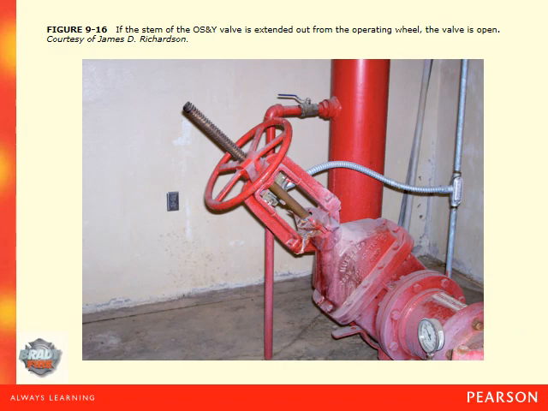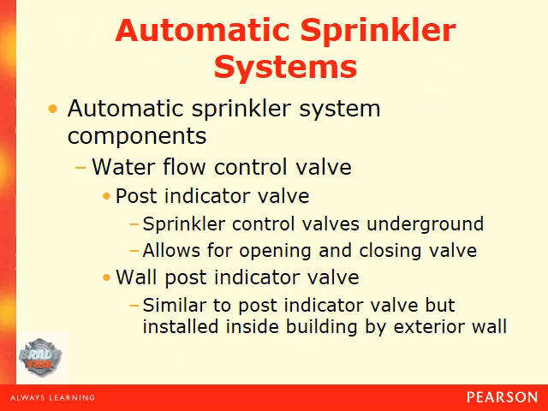Here's an example of an OS&Y valve. When you can see the threads here, it means that the valve is open and water is being supplied to the system. When you don't see the threads, then the valve is considered closed, meaning no water is being supplied to the system. There are two other types of water flow control valve indicators.